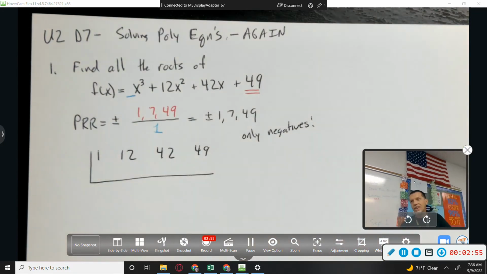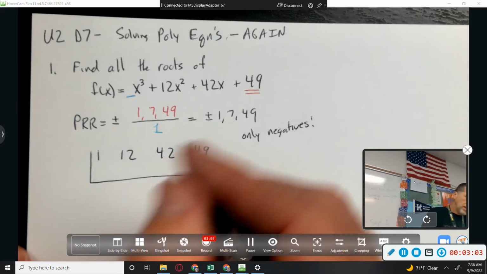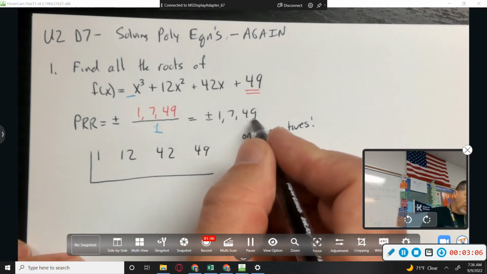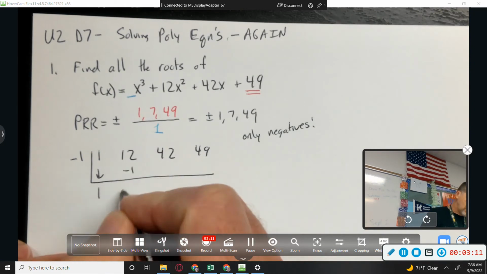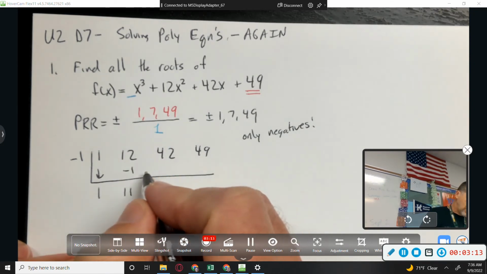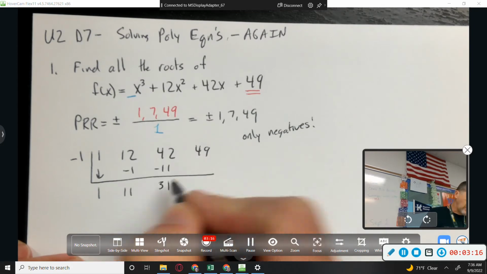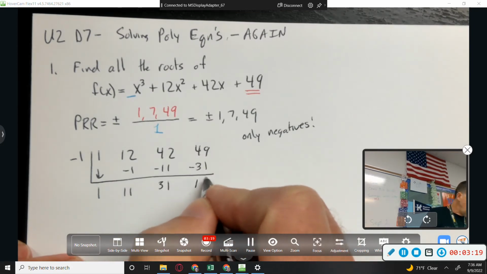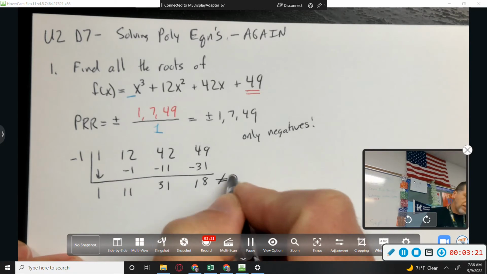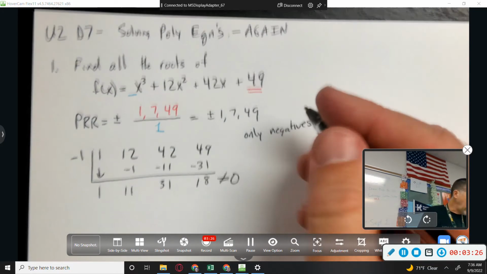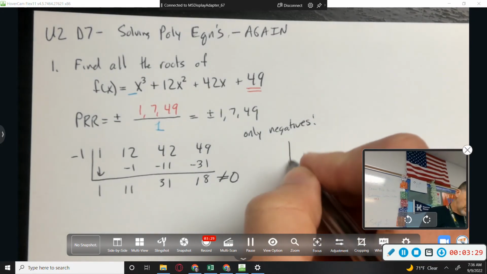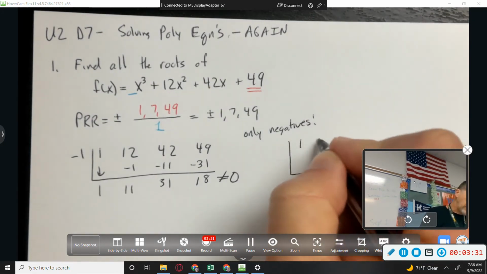Now again, if you forget that and you try some positive numbers, no big deal. You just spin your wheels and waste a little bit of time. I do not want to start at negative 49 because that might get out of hand. Let's start with negative 1. This isn't going well. So that didn't work. So let's try negative 7, and hope that it works, because I really don't want to try 49.